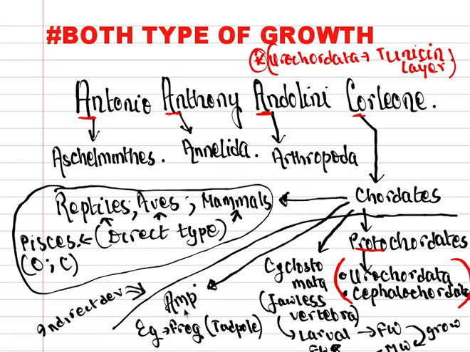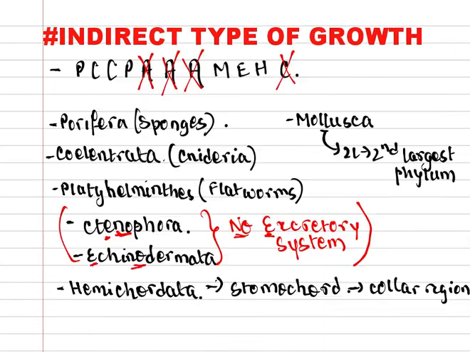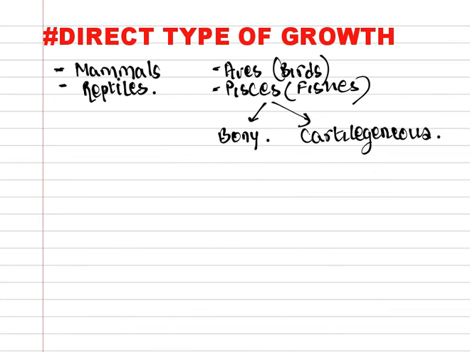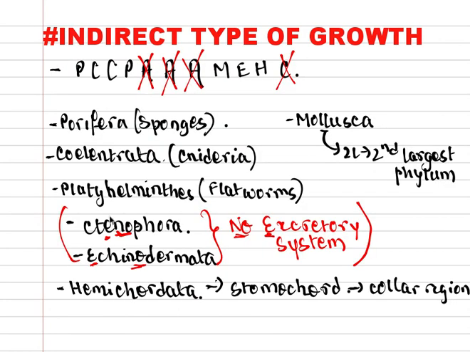Then come amphibians. Amphibians, as we all know, frogs, larval stage is tadpole. From this you can remember that amphibians also show both types of development. The others left out under Chordata show direct type of development, that is reptiles, aves, mammals, pisces, and all other non-chordates show indirect type of development, as we have discussed here.